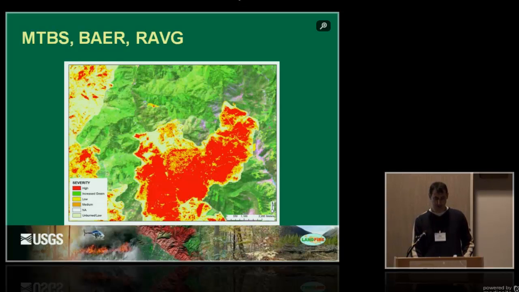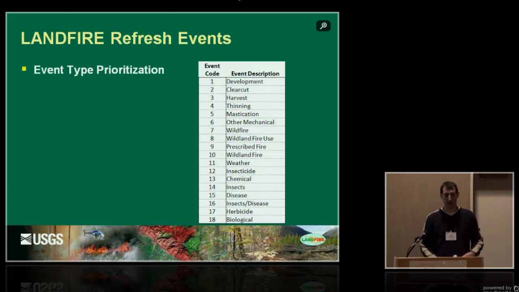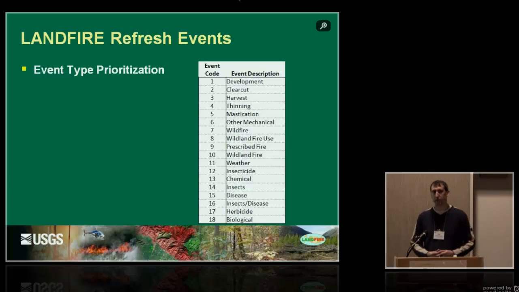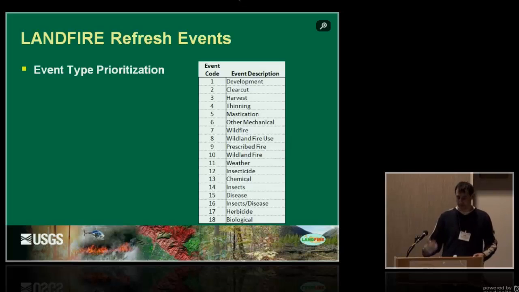So let's take a look now at the refresh events and how we use those a little bit. As Brenda talked about earlier, there's 21 types of events. 3 of those are associated with planning and things like that, but there's 18 disturbance types, and they're coded according to severity and persistence. So in this case, or with this assumption, development is the most severe, followed by clear cut, and then on down, as you see on the screen, until the biological disturbance type. So I can walk you through how that data is used.